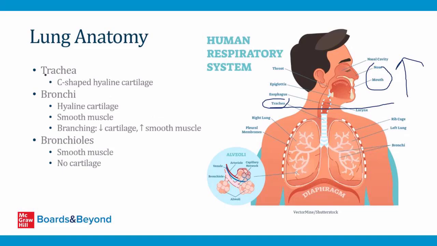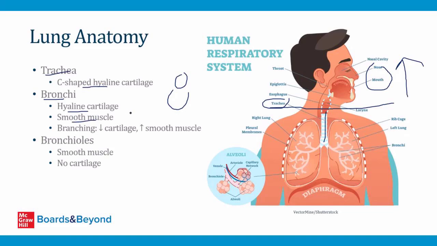So let's start by talking about the trachea, which is this large tube here that feeds air into the lungs. The trachea is surrounded by cartilage. It has these C-shaped pieces of cartilage, and the reason they're C-shaped is because the side where there is no cartilage is where you find the esophagus. The esophagus sits right next to the trachea. So in the trachea, you have these C-shaped cartilage structures. Then the bronchi are encircled by hyaline cartilage and also smooth muscle. So you find both cartilage and smooth muscle in the bronchi.